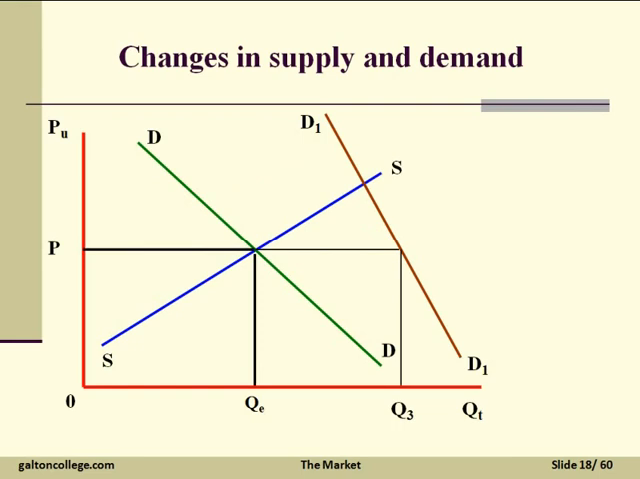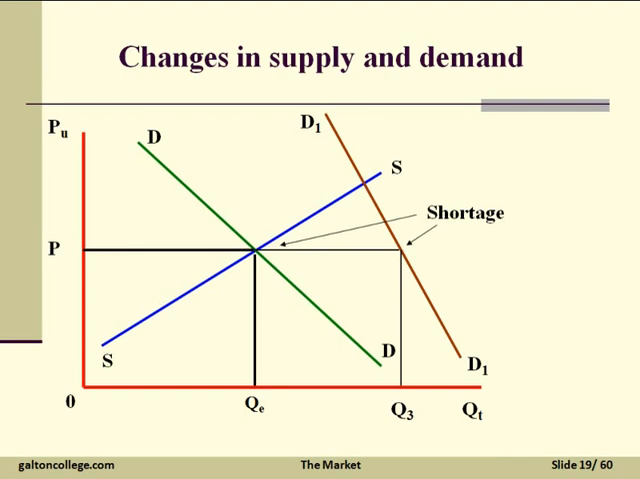It's as if the old demand curve, DD, no longer exists, because the new demand curve, D1, is now in play. So at the price P, there is now excess demand. In other words, at the price P, there is a shortage, and the shortage is equal to the difference between Q3 and QE.